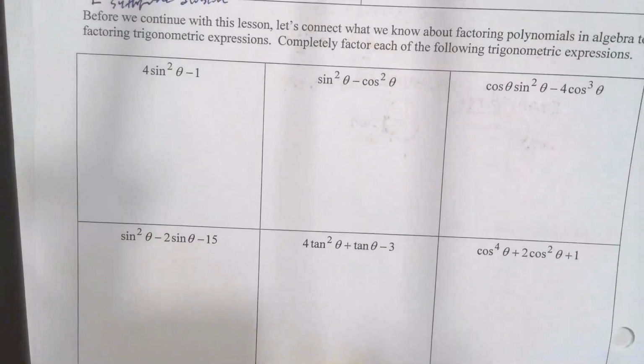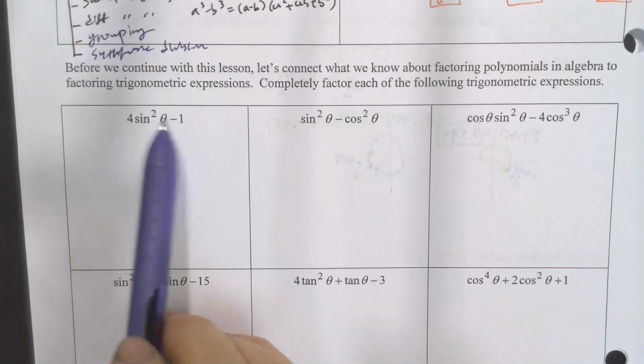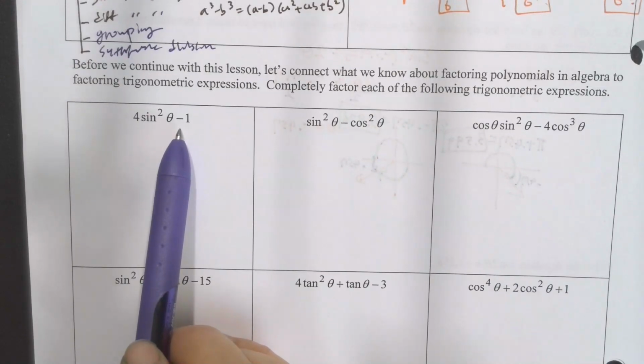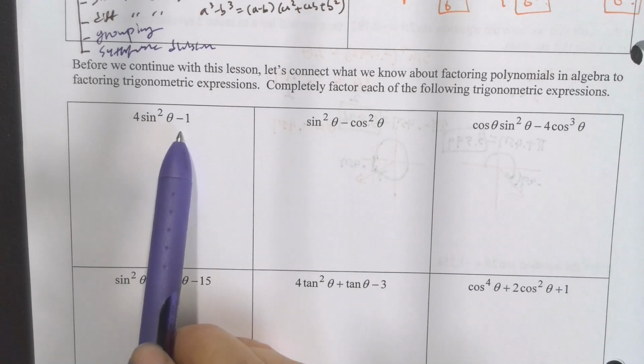So let's go. There are 6 problems. Let's look at the first one, top left. First step, what is the greatest common factor of those 2 terms? 1, so move on to the factoring method. What kind of factoring method would you like to use?